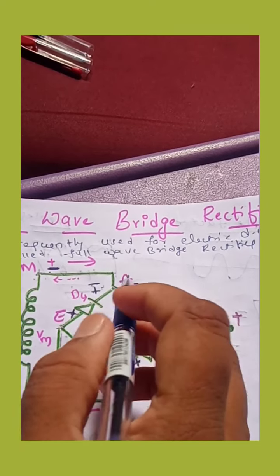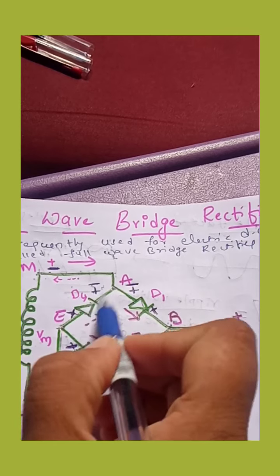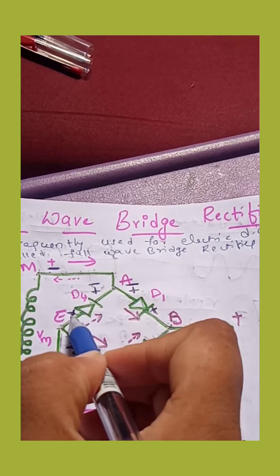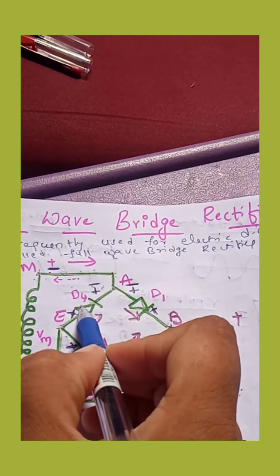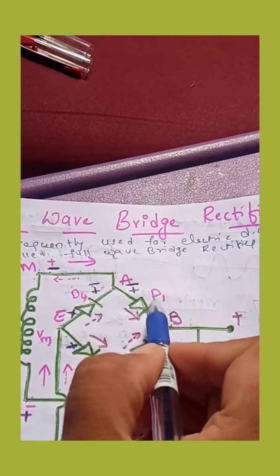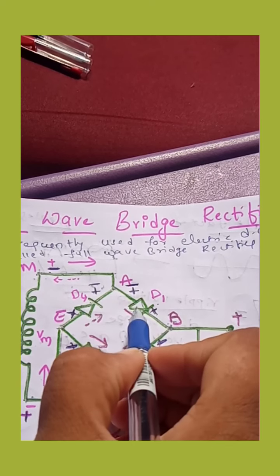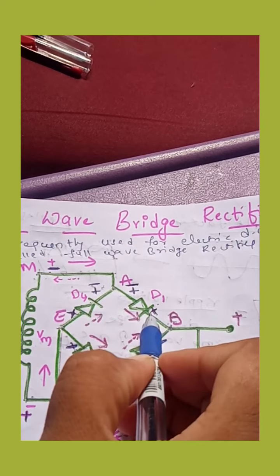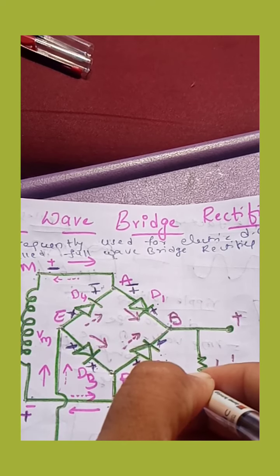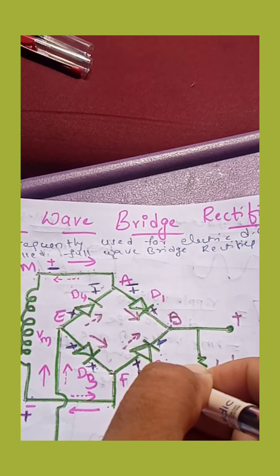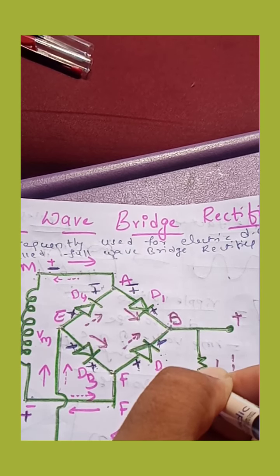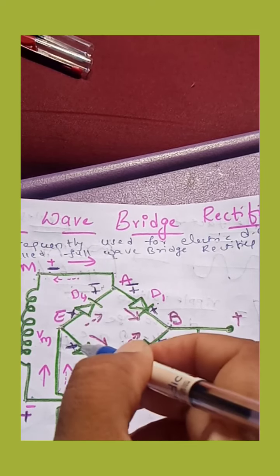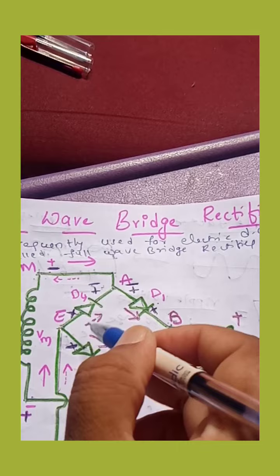Now see here, for D4, P we got a positive terminal, so D4 is forward biased. Now if we take D1, here P is negative, so it is reverse biased. Now let us see D2. P became positive, so it is forward biased. Next for D3, P became negative, so reverse biased.